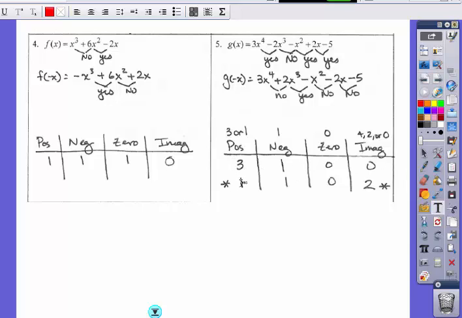Or the 3 could go down to a 1. I could have 1 positive. I still have to have my 1 negative, but now I have 2 imaginaries that filled it in. And that would be the correct answer that actually happens when you're looking at this. So you're going to have 1 crossing at positive, 1 crossing at negative, and then you have 2 that you can't see because they're imaginary. They don't cross the x-axis.